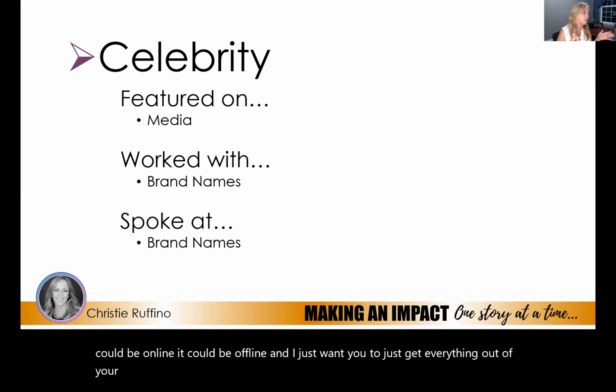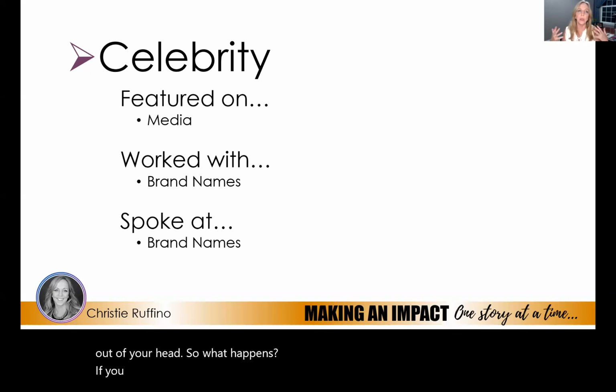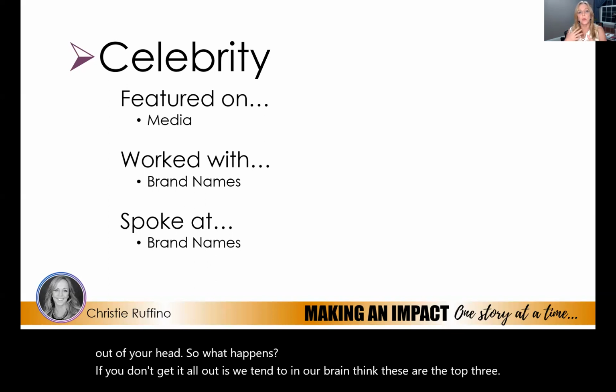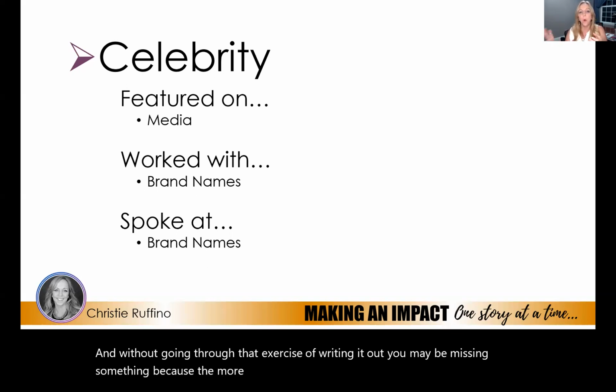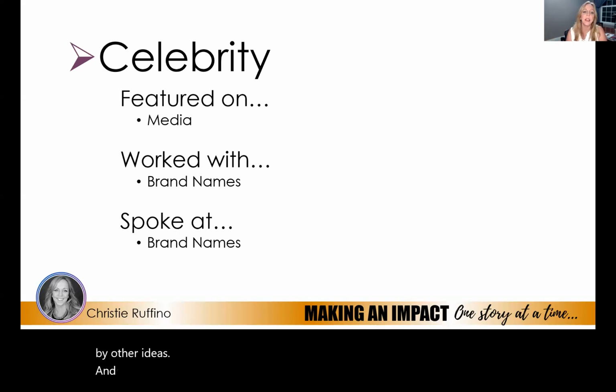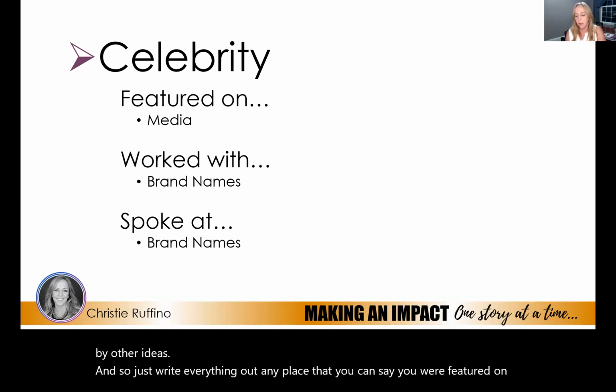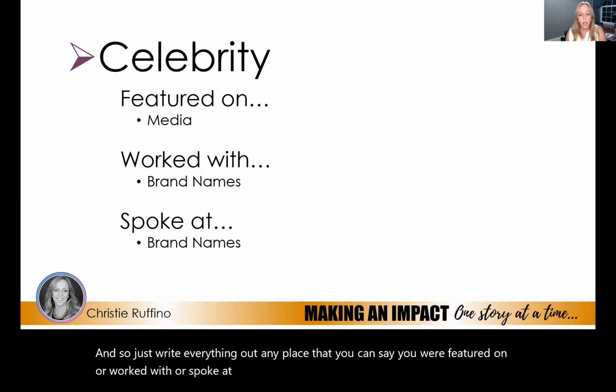So what happens if you don't get it all out is we tend to, in our brain, think, oh, these are the top 3. And without going through that exercise of writing it out, you may be missing something, because the more you write, the more your brain is going to be jogged by other ideas. And so just write everything out. Any place that you can say you were featured on or worked with or spoke at, make the list as long as you can. And then we're going to sort it.